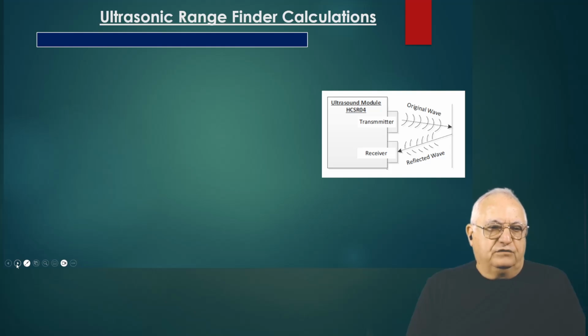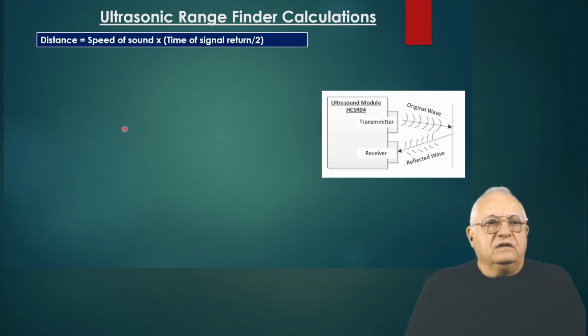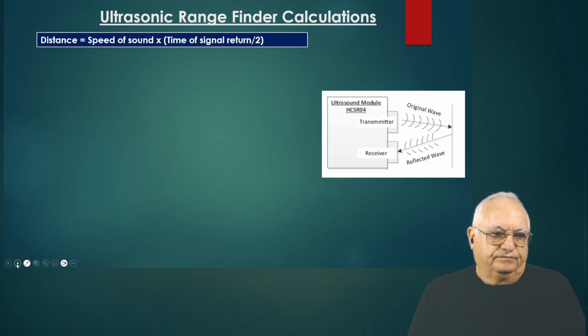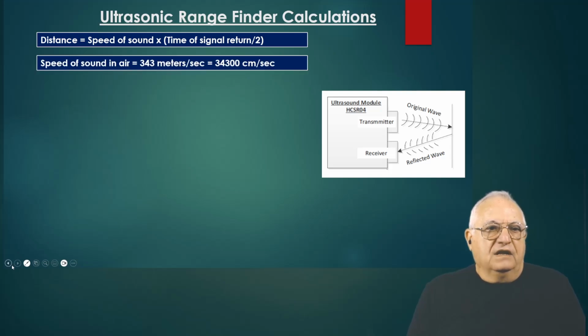Okay, the calculations we have to make this happen. So we have the speed of sound, the speed times the time it took to go and come back, divided by 2. Now the speed of sound is 343 meters per second. That's 34,300 centimeters per second.